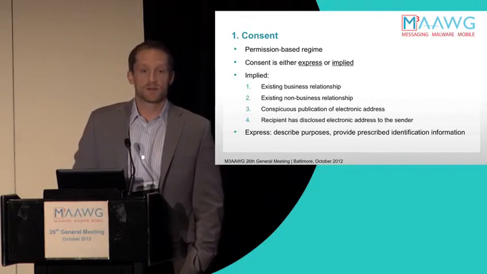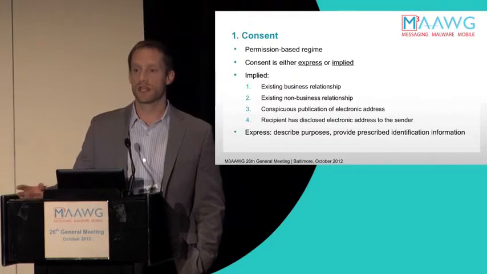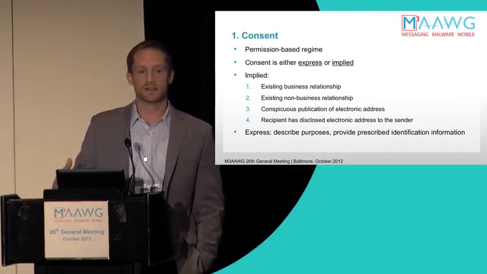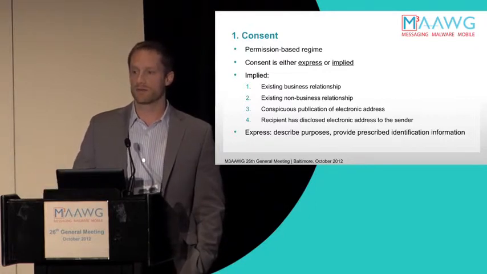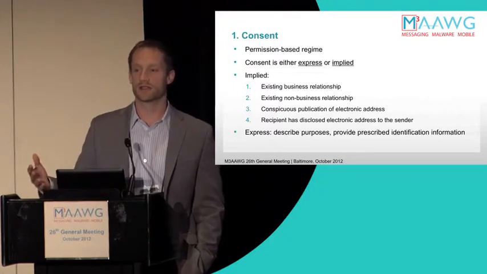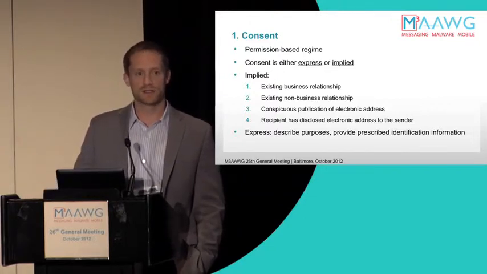CASL is a permission-based regime, except in limited circumstances where we have some exceptions, but in most cases, we always need some form of consent before we can send a commercial electronic message. And according to the Act, consent is either express or implied. So to start with the implied consent provisions, there are 4 specific sets of scenarios where we can imply consent, and these are probably more accurately described as deemed consent. So the first is the existing business relationship, or EBR. There are a number of subcategories of the EBR.